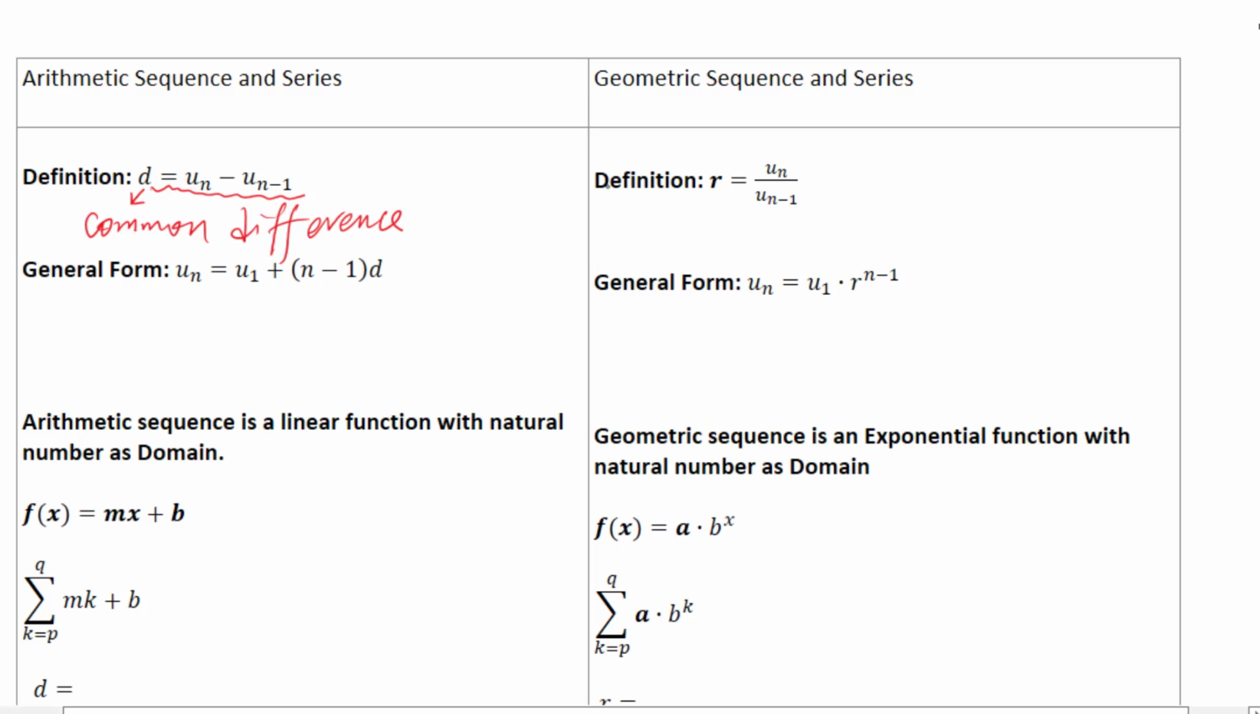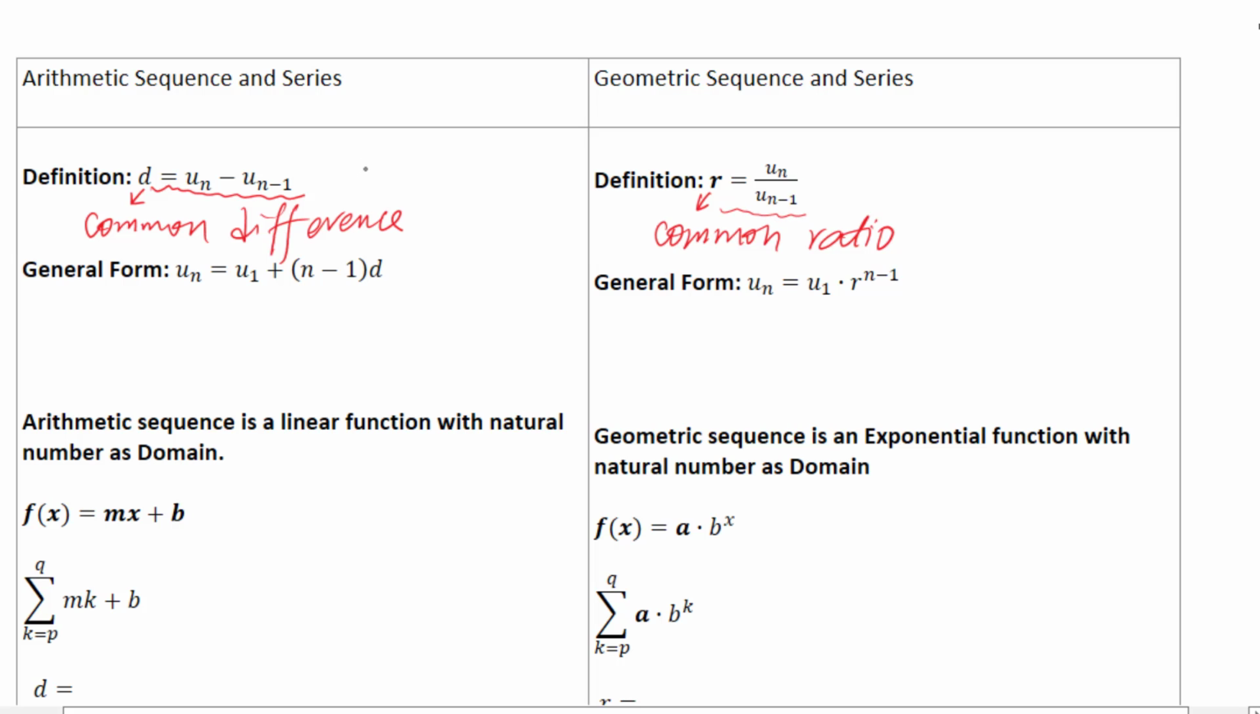For geometric sequence, the ratio of any term and its previous term in the sequence is a constant. Then the sequence is called the geometric sequence. This is called the common ratio. When you prove whether a sequence is a geometric sequence, you got to use this formula to prove.